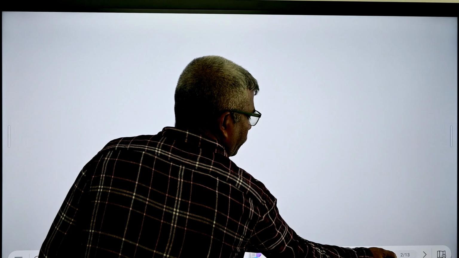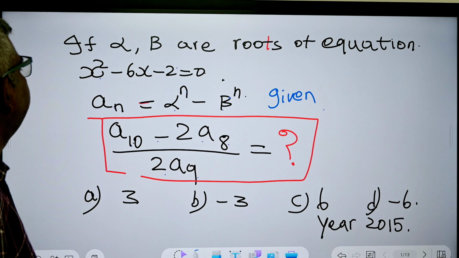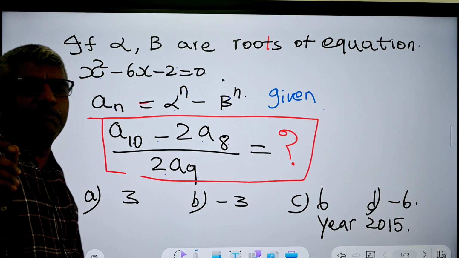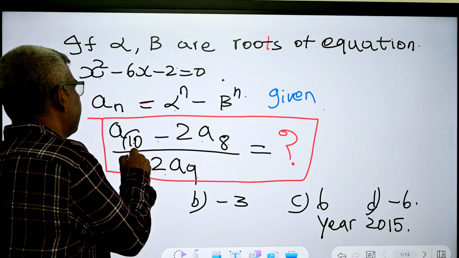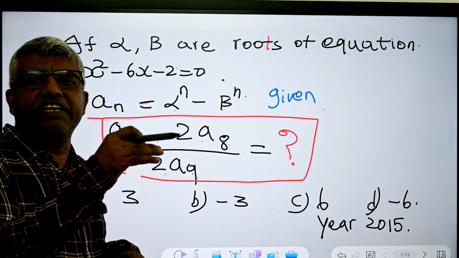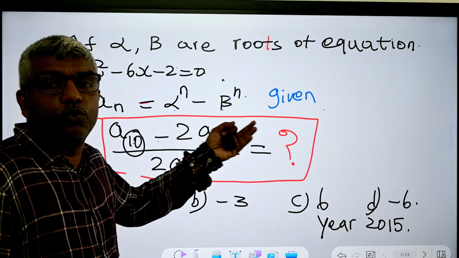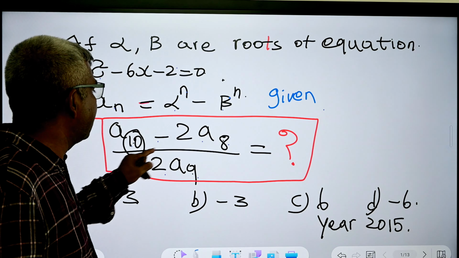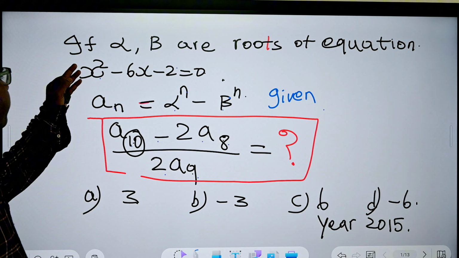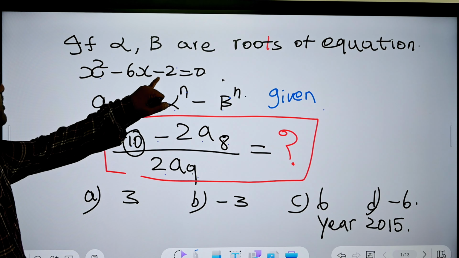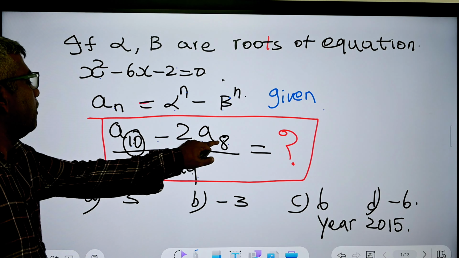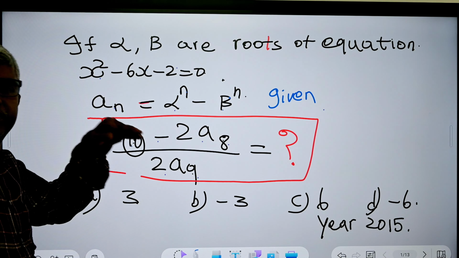Then what method can we do? Look at the question. X squared minus 6x minus 2. The question will always give one tip. A10, 8, 9. Look at the numbers: just 10, 8. They didn't give a10 minus 2 a16, nothing like that. You see it, 10, 8, 9. They are giving one tip to do it. Here, x squared minus 6x minus 2 has power 2, power 1, power 0. Here 8, 9, 10. There is some relationship.